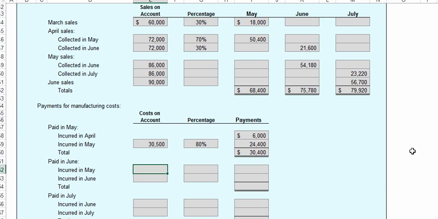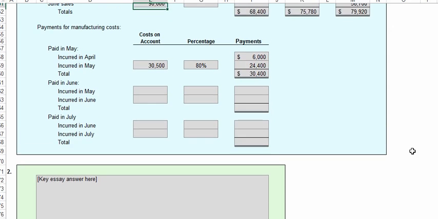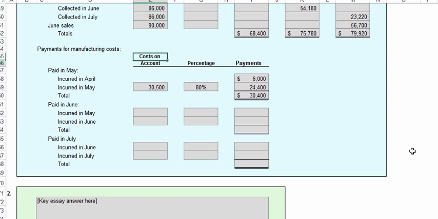Okay, now paid in June, incurred in May. Well, manufacturing costs for the month of May were equal to $34,000 minus the $3,500 incurred that represents property tax, insurance, and depreciation, none of which require cash outlay in May, June, or July, times 20% would get the amount paid in June.